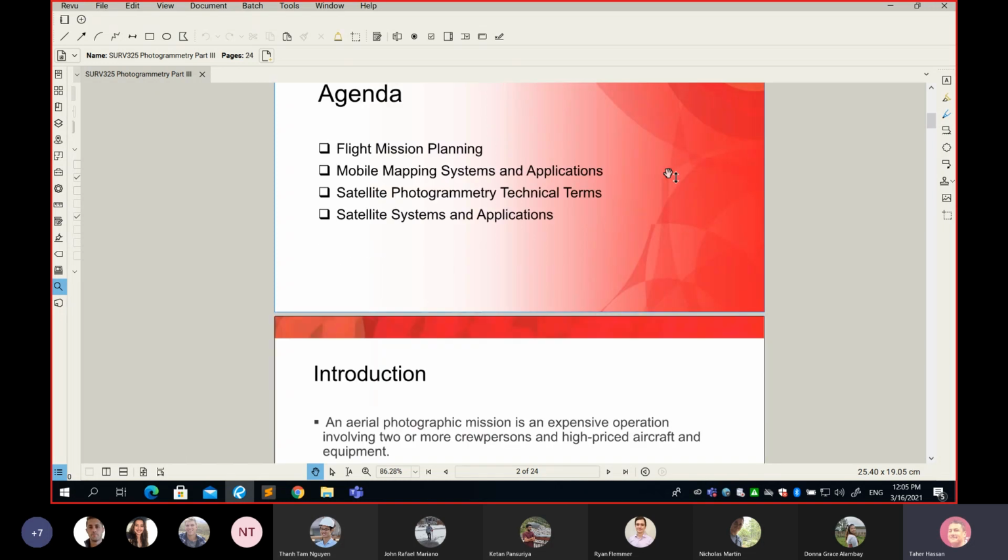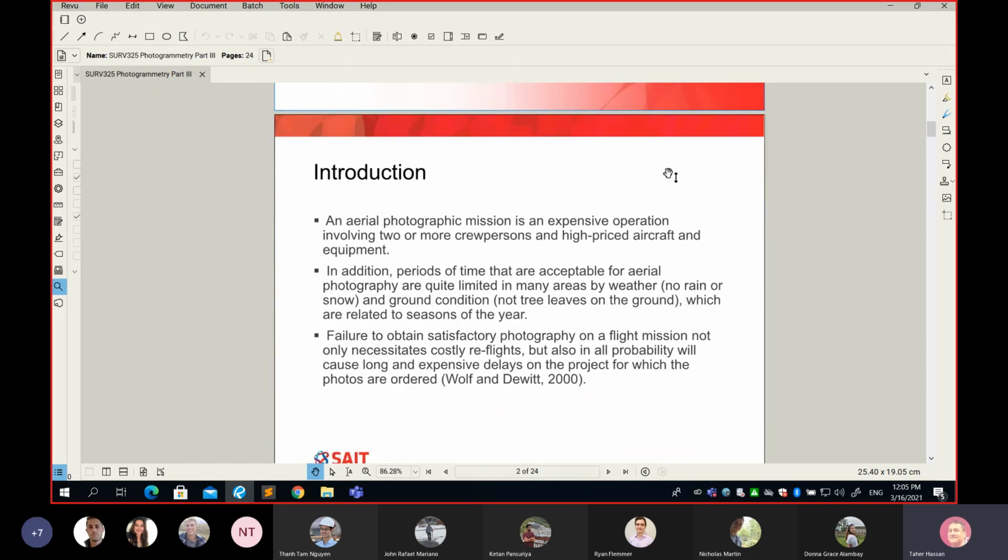So my first topic to cover is flight mission planning. You guys know by now, and that's not really a secret, anything you want to do, it needs some sort of planning. Planning will save your time, will save your money. I can tell you, we apply the same thing in photogrammetry. Photogrammetry is an amazing tool, but it also has some constraints.